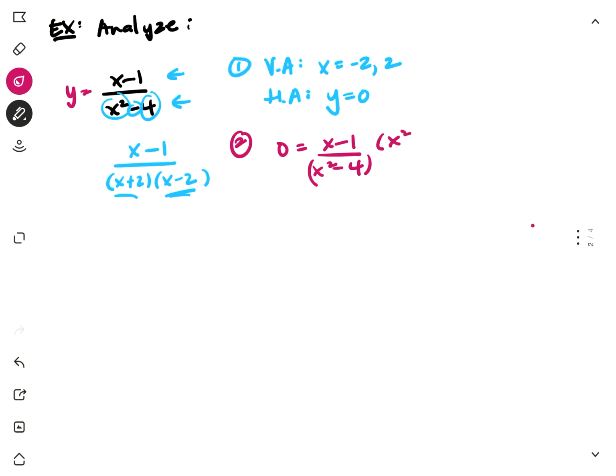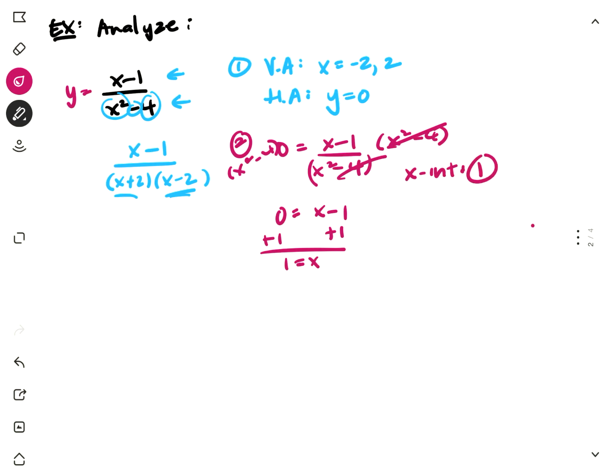So x squared minus 4, x squared minus 4, I didn't leave enough room. But this cancels, that's the whole reason we did that, to get x by itself, this x minus 1. But 0 times this whole thing is also still 0. So it reinforces the fact that if we have a rational function and it's equal to 0, we just have to worry about the numerator. What makes the numerator 0? That's going to be 1. So we have a zero, or our x-intercept, at 1.